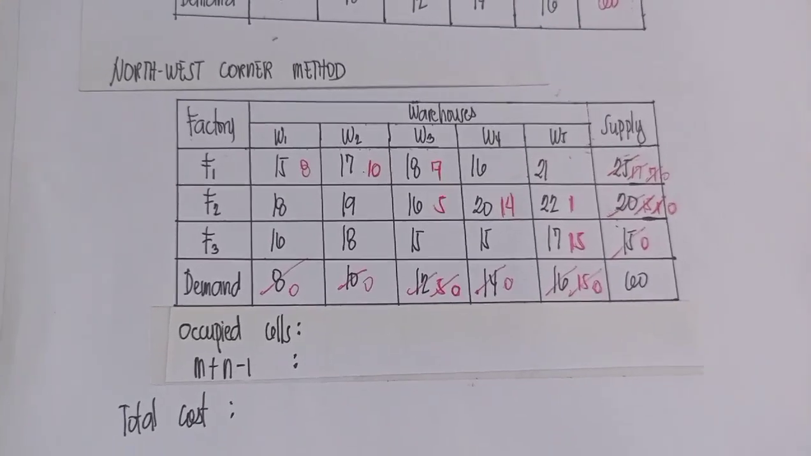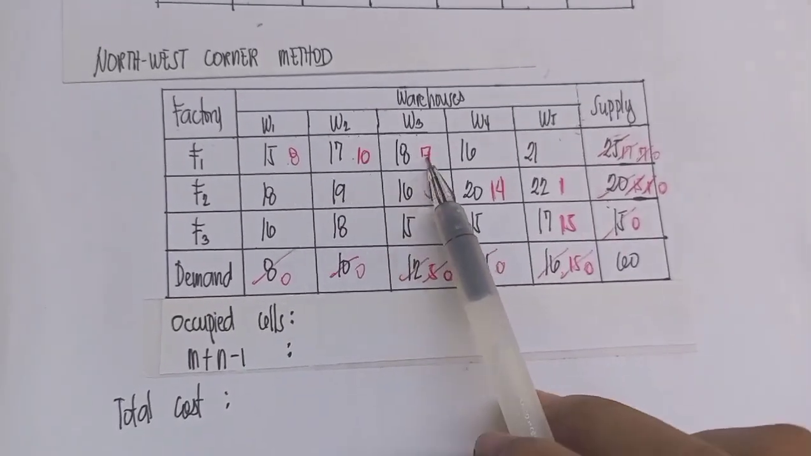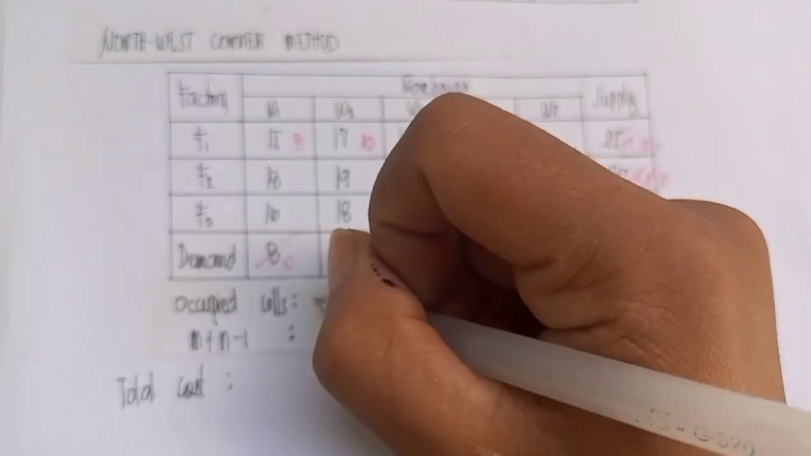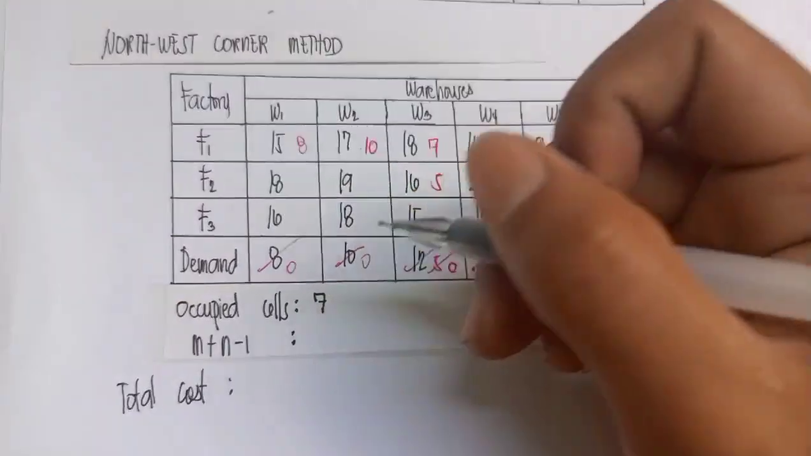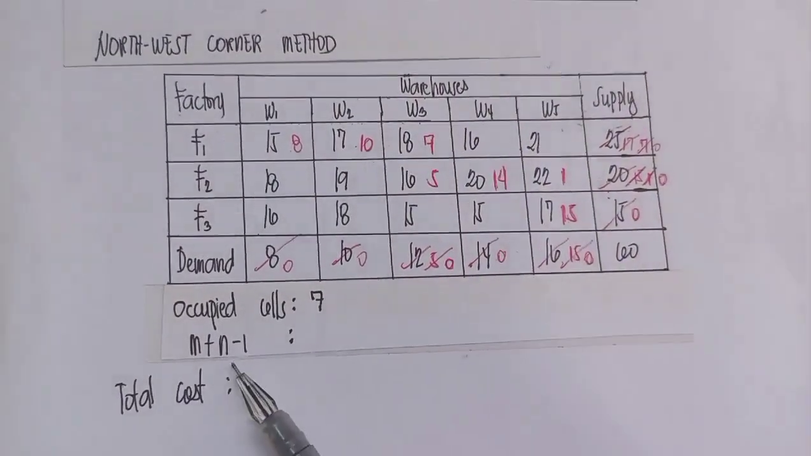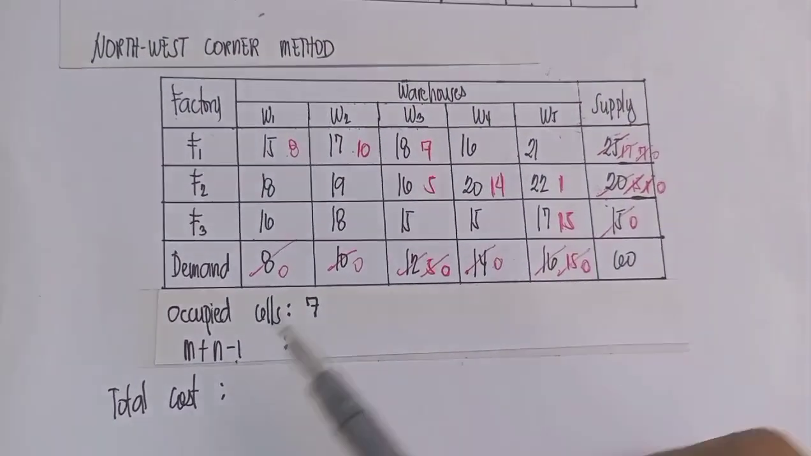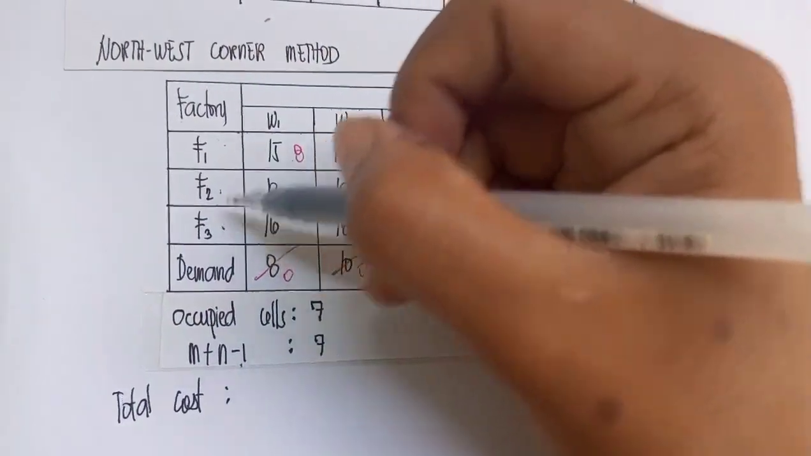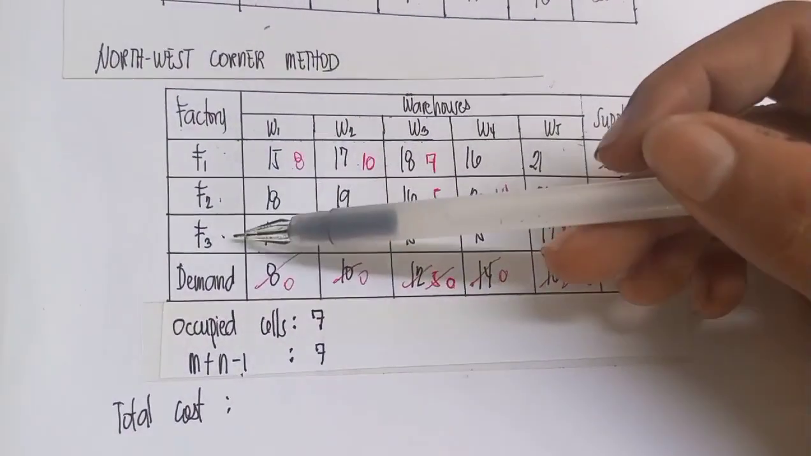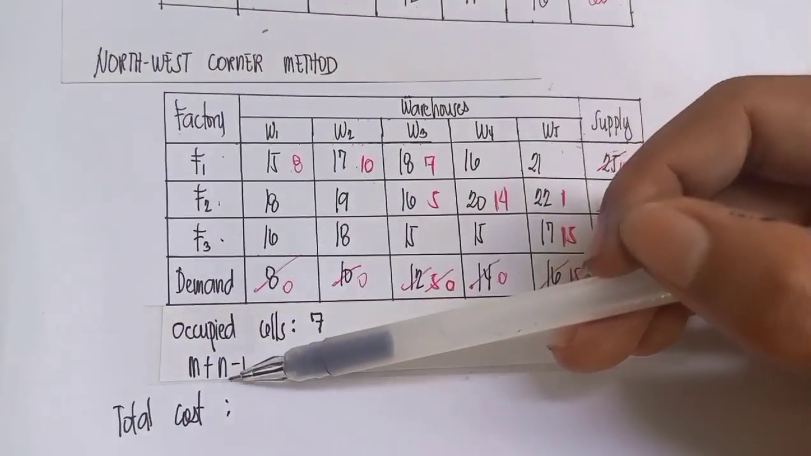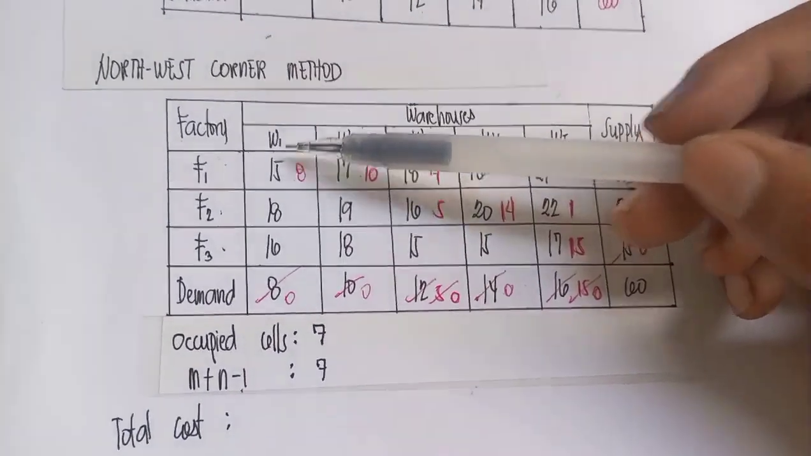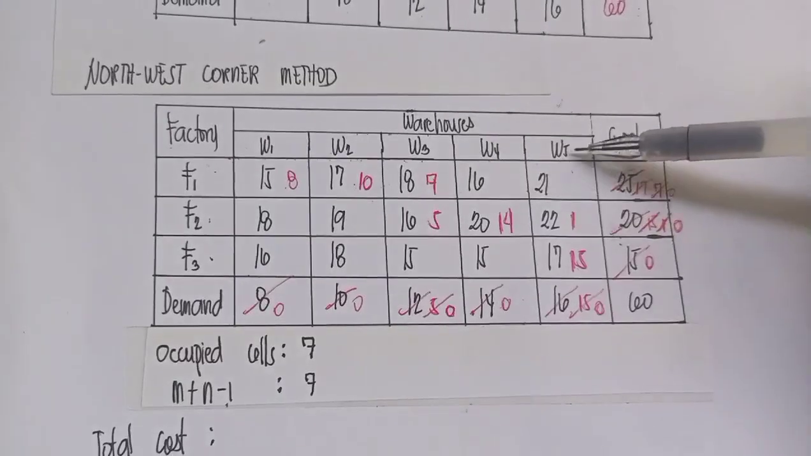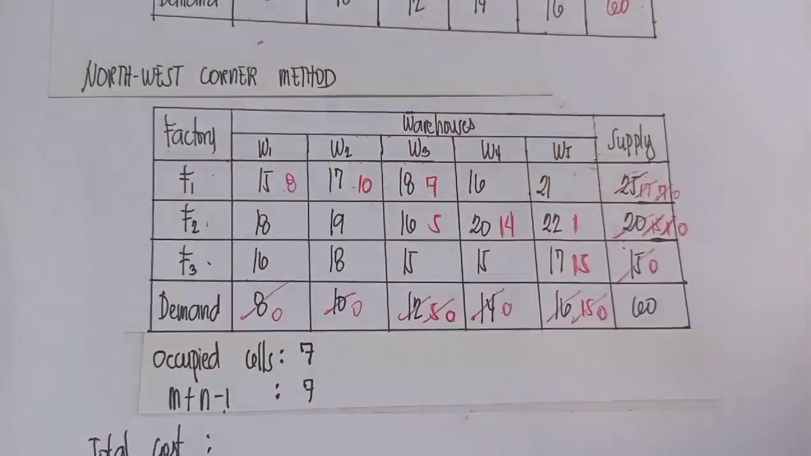We now have here 1, 2, 3, 4, 5, 6, and 7 occupied cells in our matrix, and m plus n minus 1 is equal to 7. The source stands for m, which is 3, the F1, F2, and F3, while the destination stands for n, which is the W1, W2, W3, W4, and W5, then minus 1.